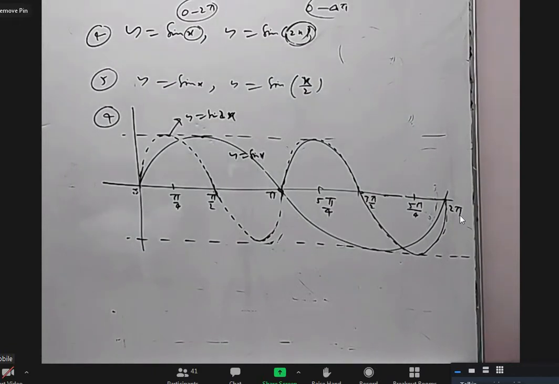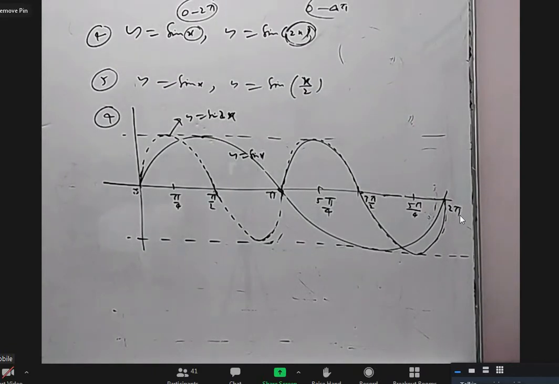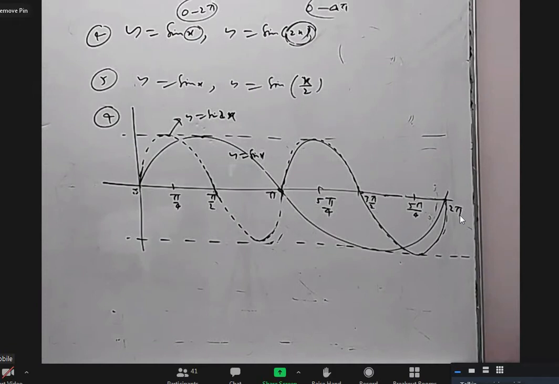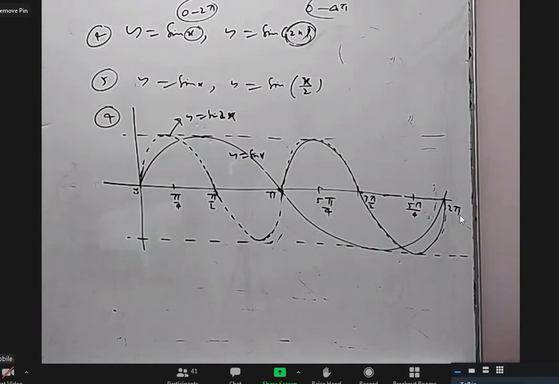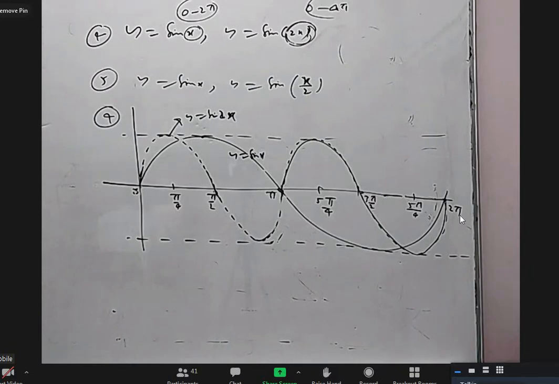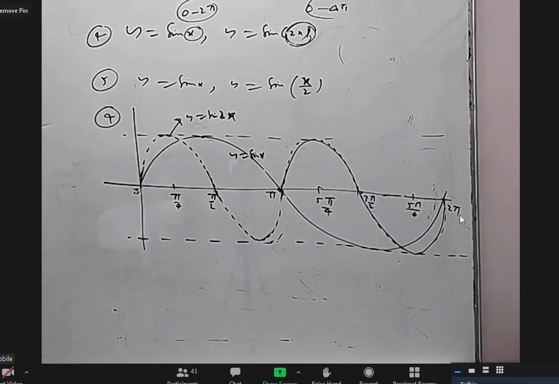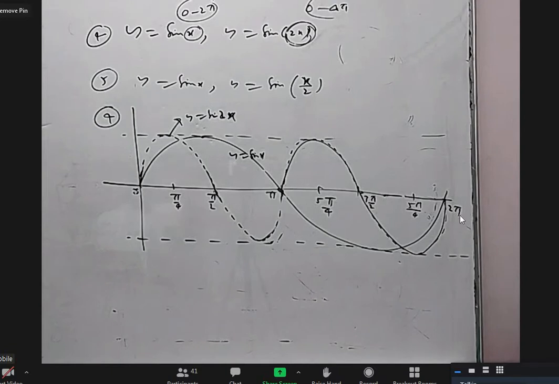So can anybody still have doubt why sin 2x is covering two waves while sin x is covering only one wave? Yes, sir, I have a doubt. What is that? Why is sine 2x covering two waves?